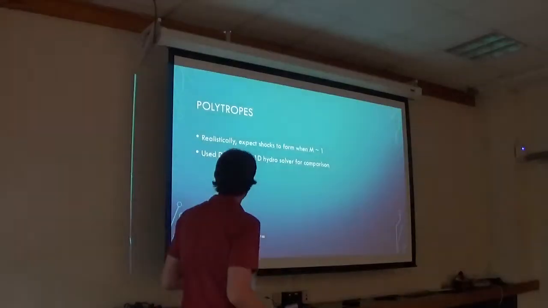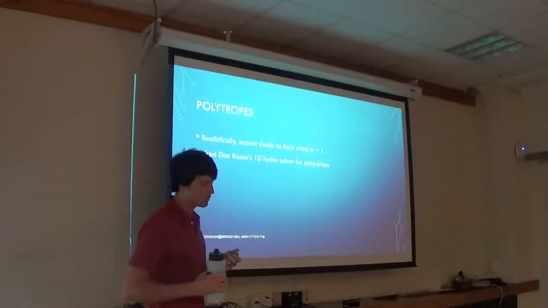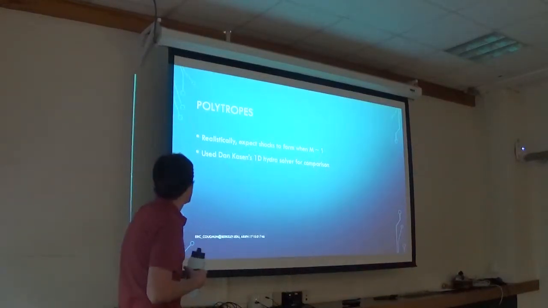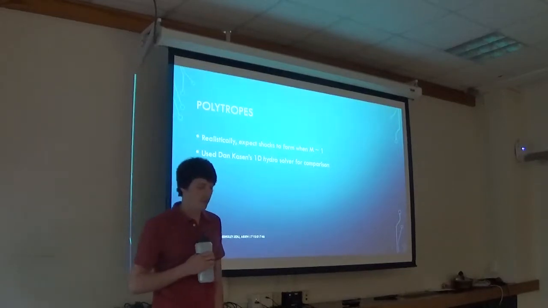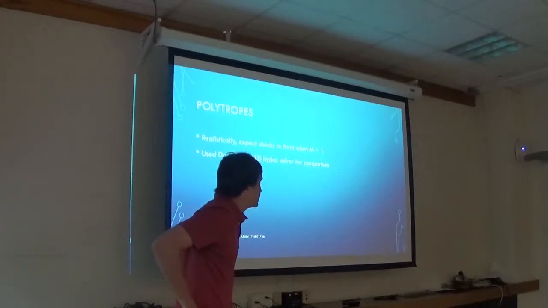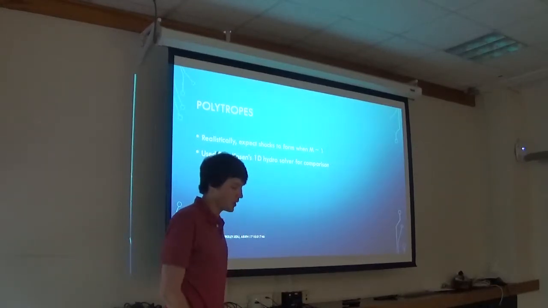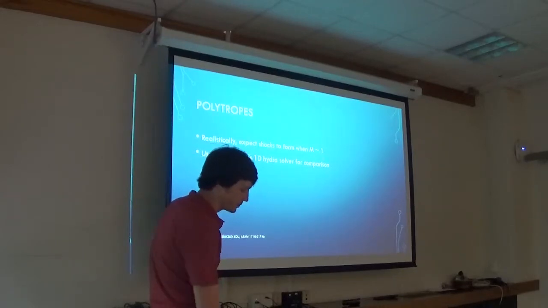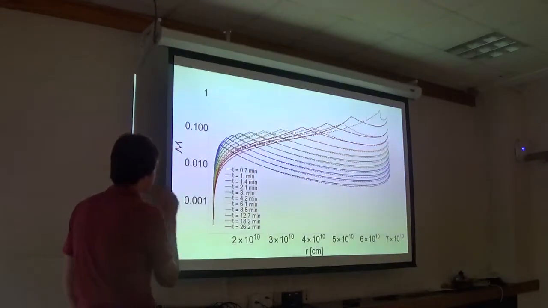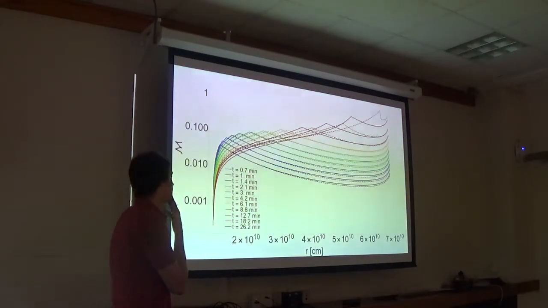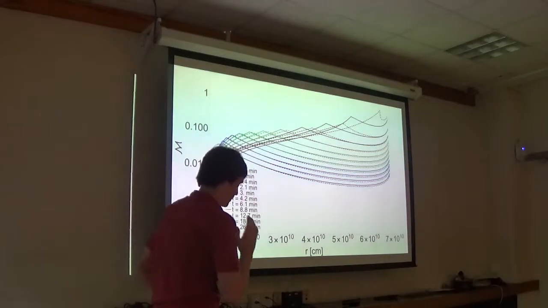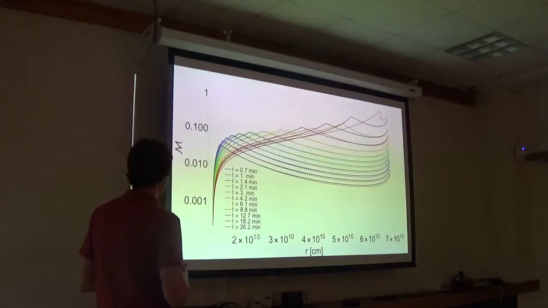And so what we did, since you expect these shocks to form when the Mach number approaches 1, Dan Kasen has a pretty simple little 1D hydrocode that we used to compare and see how good this analytic prescription, this simple perturbation analysis, is to the full nonlinear problem. This plot shows on the y-axis the Mach number, so the velocity normalized by the local sound speed, as a function of r in centimeters. This is exactly the same setup that I showed before, where we have this polytrope, reducing the mass, seeing how things respond.